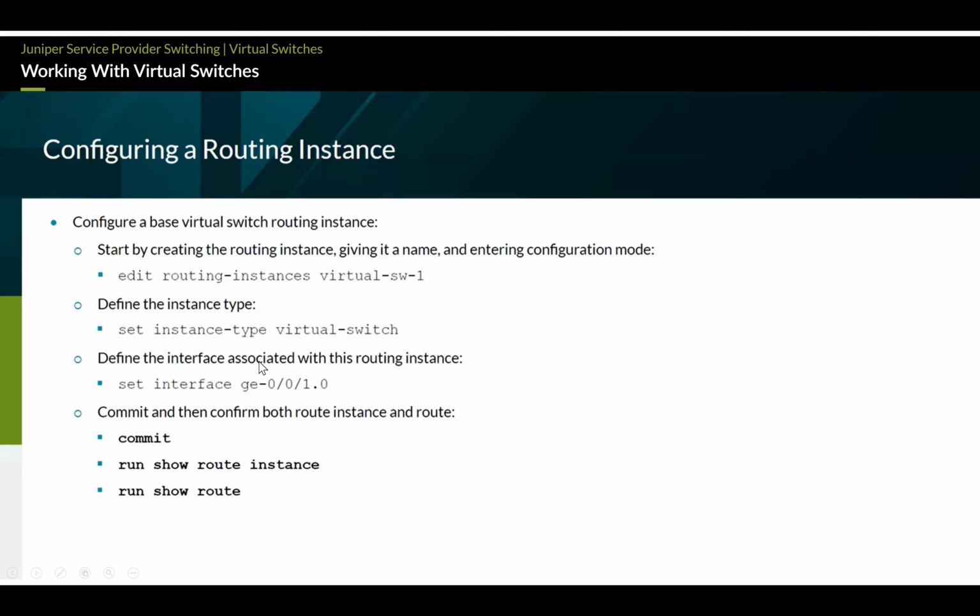Last one is to define the interface associated with this routing instance. You have to mention which interface will be on that virtual switch routing instance. Then commit and show the command. Run show route instance or run show route.